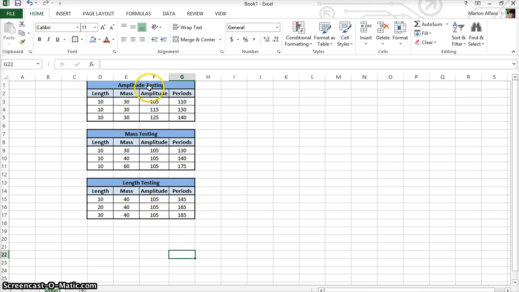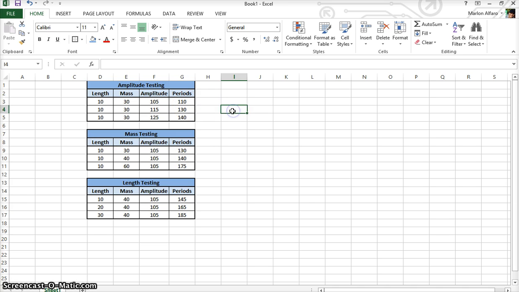I can see that this is my amplitude testing, and I can see that by the title, and also because the amplitude is changing and I'm leaving the factors of mass and length the same. Same thing with mass testing. You see the mass is changing for each trial and the length and the amplitude are the same. Also, I titled it mass testing so it's easier to see. Now we want to do the graph.